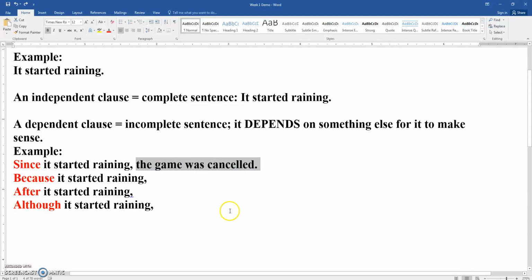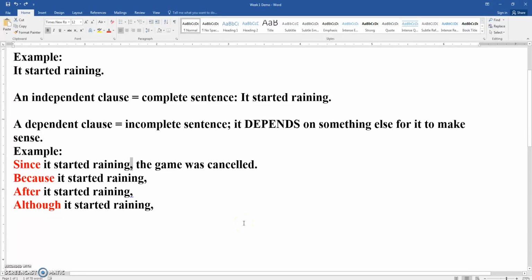Here's the whole point of this discussion. You have to know where that comma goes. That comma joins the two clauses. And so when you're typing, it's important to know where that comma goes.